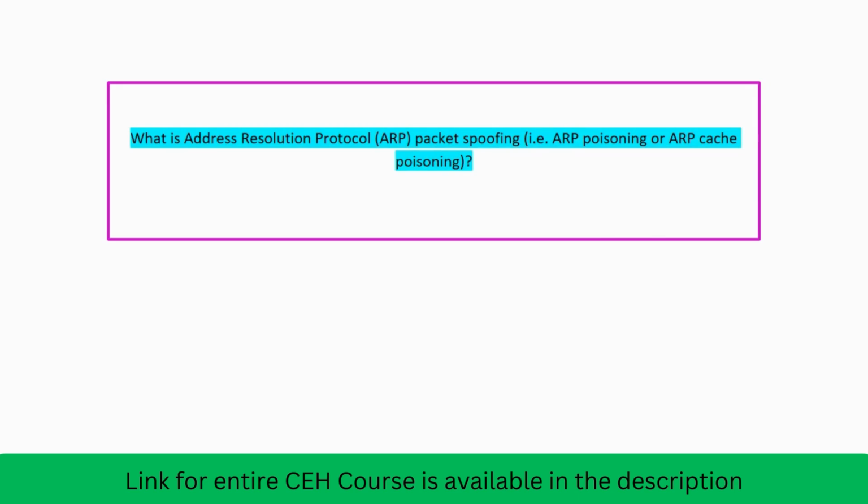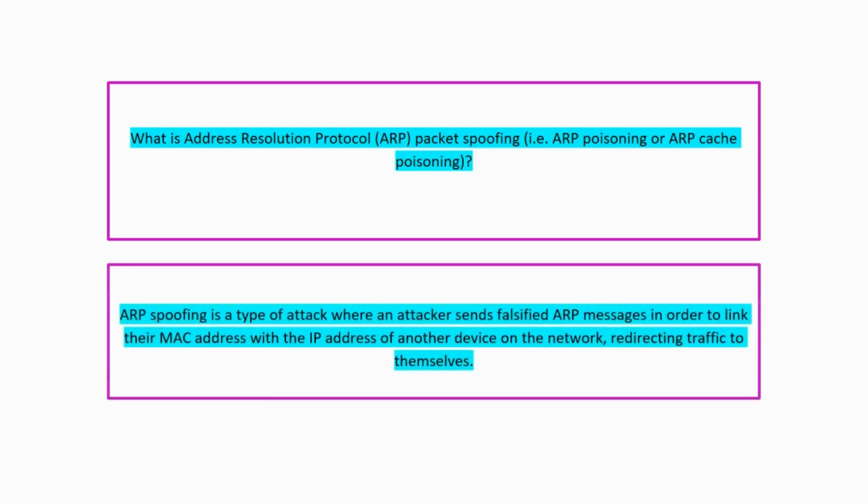Now the question is, what is ARP packet spoofing or ARP poisoning or ARP cache poisoning? Your answer should be, it is a type of attack where an attacker sends falsified ARP messages in order to link their MAC address with the IP address of another device.